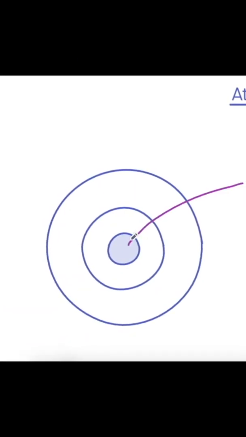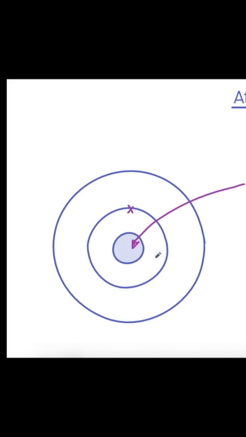Atomic structure in under 3 minutes. So we have an atom. In the atom, you have a nucleus in the middle, which contains protons and neutrons. Surrounding the nucleus in these shells, you have electrons.